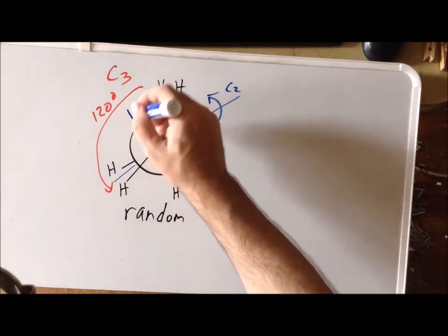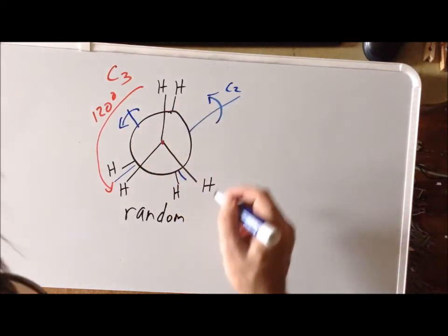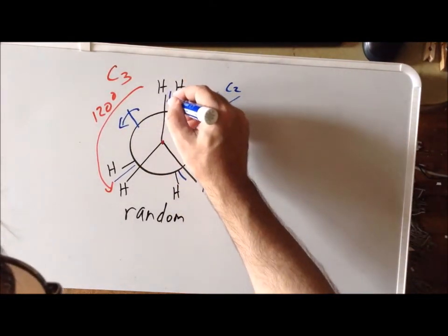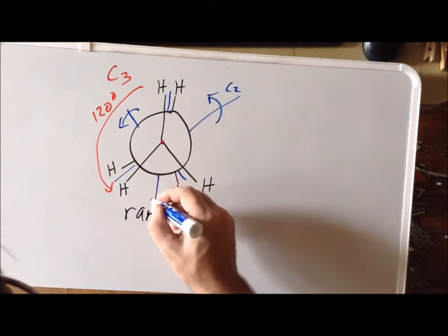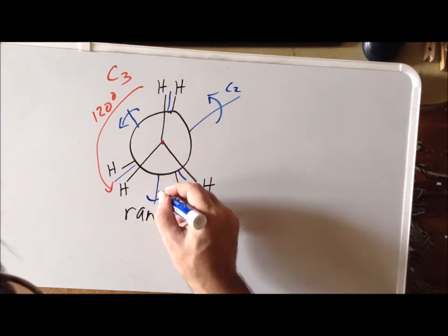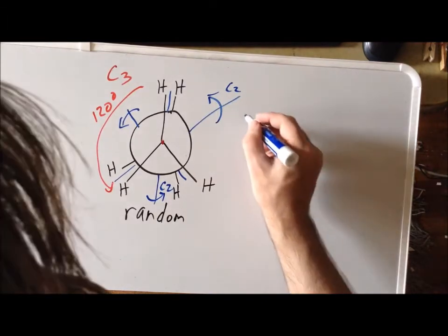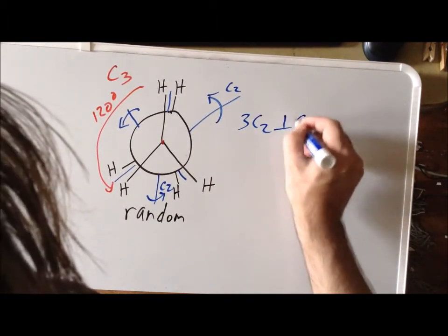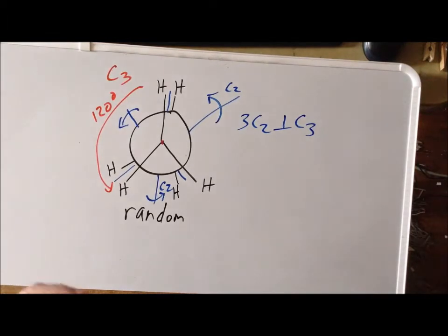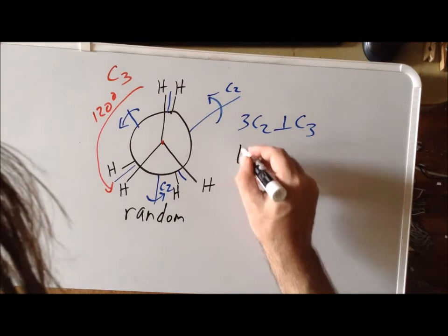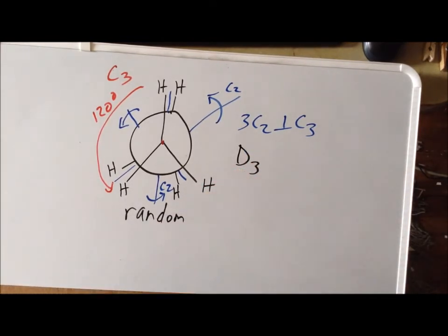Similarly, we can find a C2 that comes out along here. So that's a second C2. And then last but not least, we have a C2 that comes along this axis, comes out here. So we really do have 3 C2s that are perpendicular to our C3 for the random conformation. So there always will be these C2s for eclipsed, staggered, or random conformations of unsubstituted ethane. So therefore, we know that we must have point group D3, or at least some member of the D3 family of point groups. But what do we want to look for now?